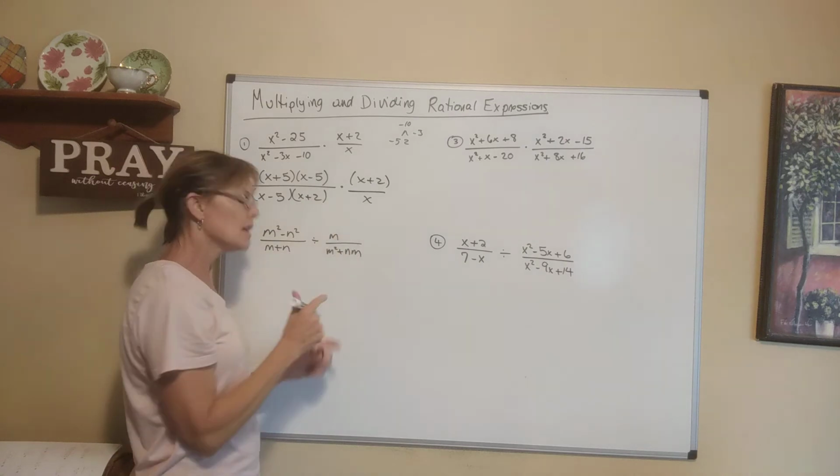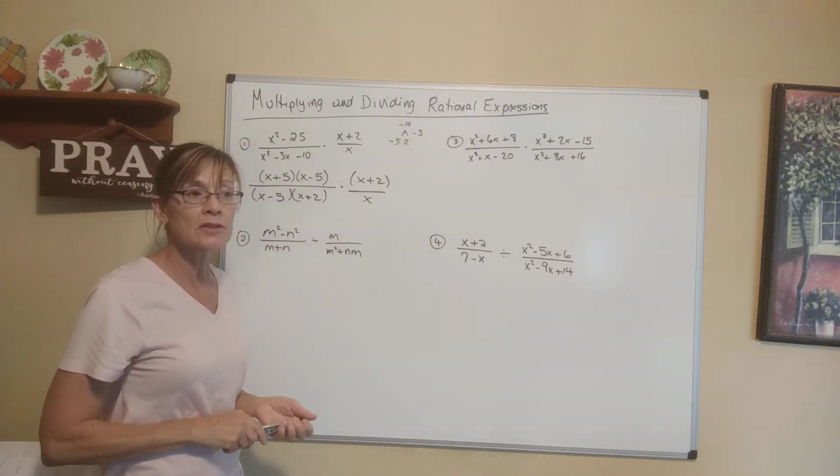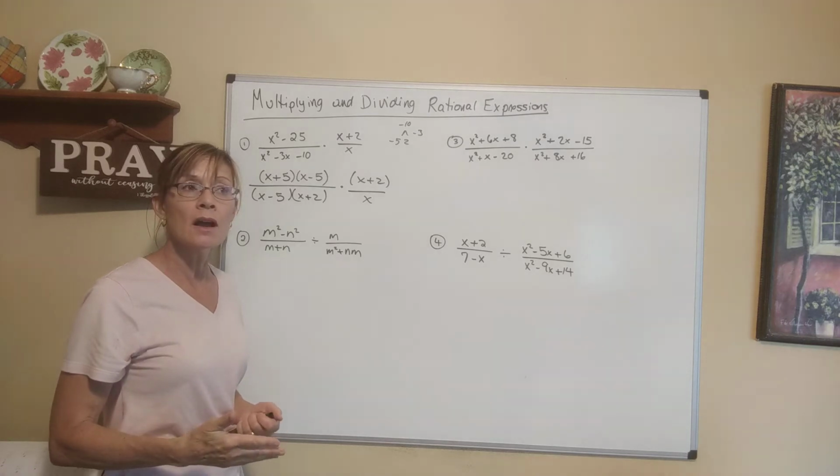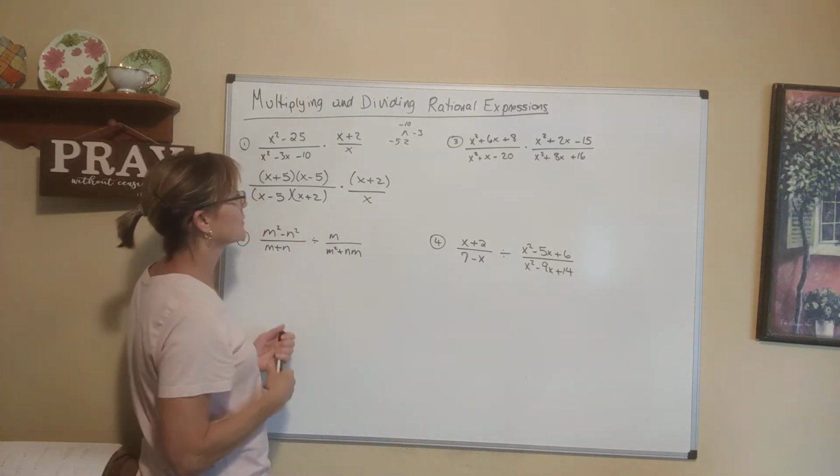So you can see that in order to simplify rational expressions, you have to be good at factoring. You have to be able to factor to do that. It's key to all of this.